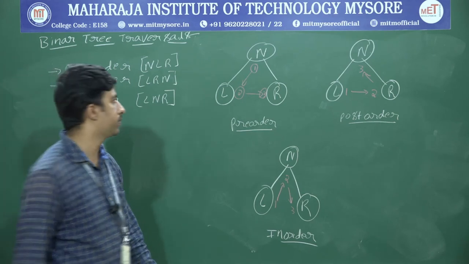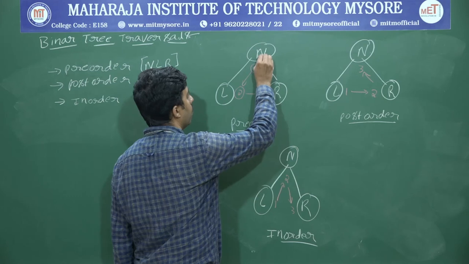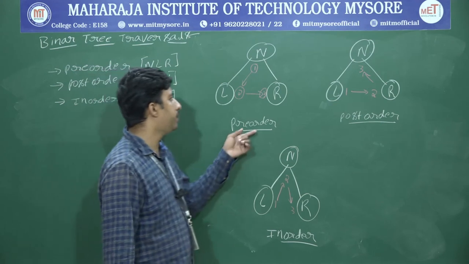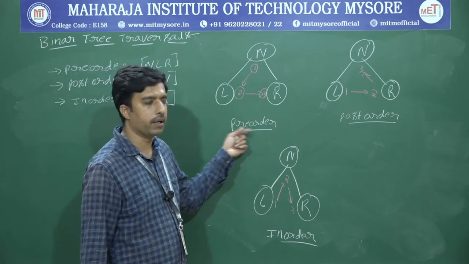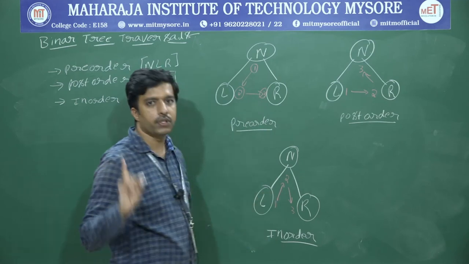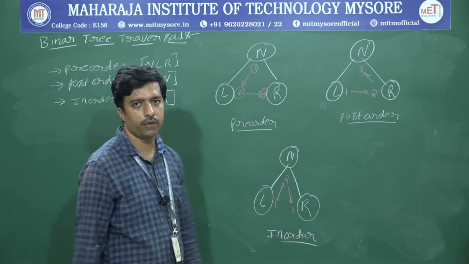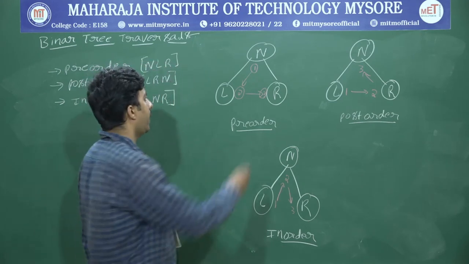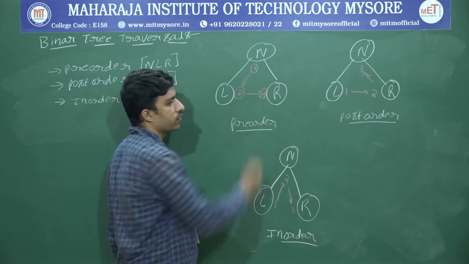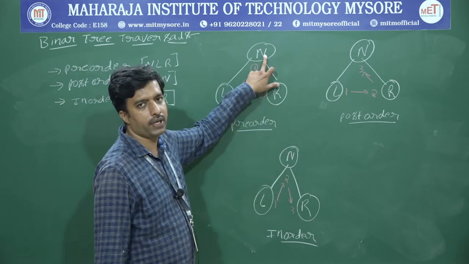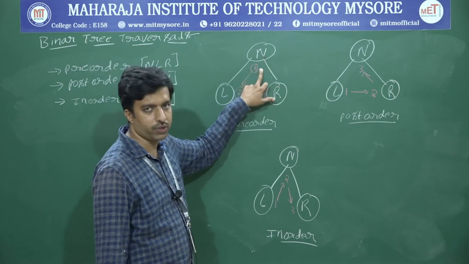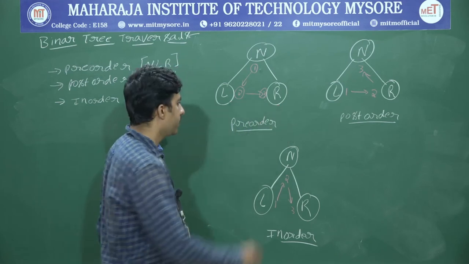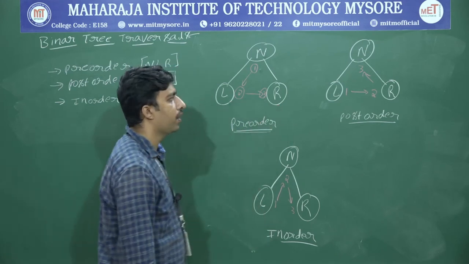See how it actually happens. Here we have node, left, right. In pre-order, initially the node is processed first. If the node information is encountered, you print the value, and later it traverses to the left and later it traverses to the right. The node is visited and processed first, then left, then right. That is pre-order traversing.